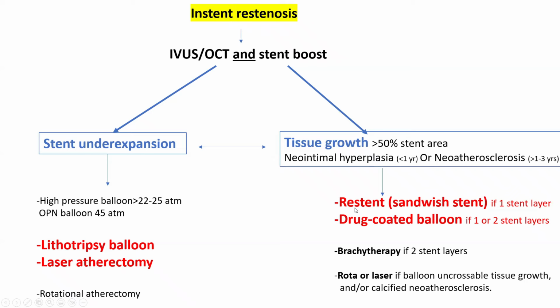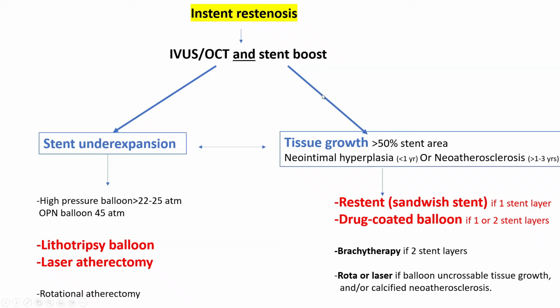Restenting is an option if you only have one stent layer with restenosis. Drug-coated balloon is an option if you have one or two stent layers. Other options are brachytherapy, especially if you have two stent layers. Rotational atherectomy or lasers are not good therapy for the tissue growth itself. They do not reduce the chance of restenosis.